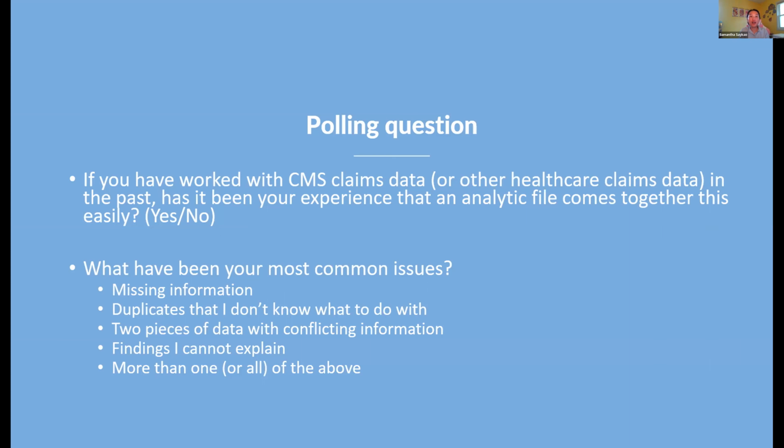So most of you said that it hasn't been this easy. Totally understandable. The claims files are just so massive. There are always little things that you don't notice on the way, or maybe you assume that things will go a certain way and then they absolutely don't. Absolutely normal. And then what have been your most common issues? Most of you said more than one or all of the above. So missing information, duplicates, 2 pieces of information with conflicting information, or you just find things that you cannot explain. So all totally normal.